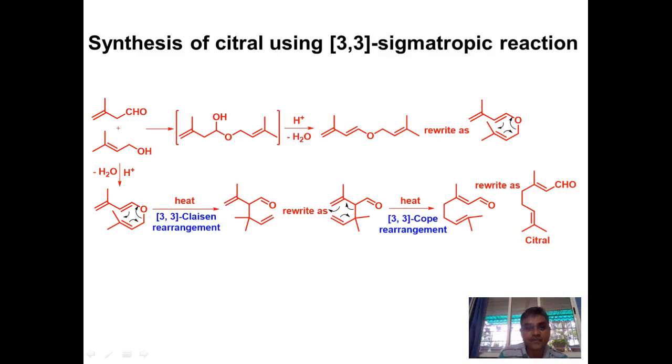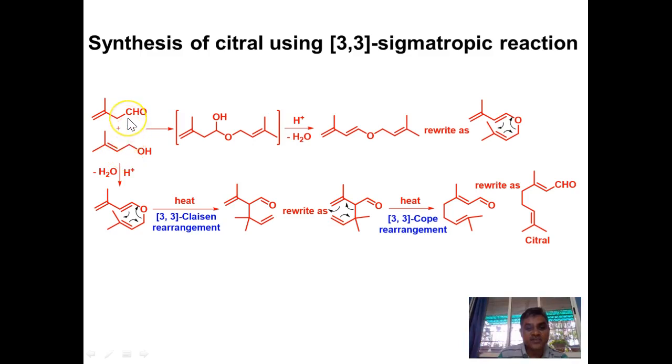Now there is a modern method for the synthesis of the citral molecule. It is also treated as an industrial method to prepare citral. Here these two compounds, allylic alcohol and this aldehyde, are just heated in presence of an acid to form citral in one pot. So the methodology involves sigmatropic reactions as the key step. There are two reactions, one is a 3,3 Claisen rearrangement and another one is a 3,3 Cope rearrangement.